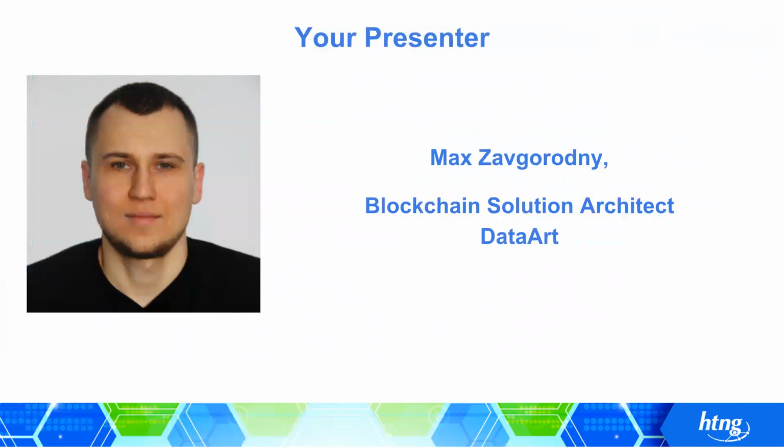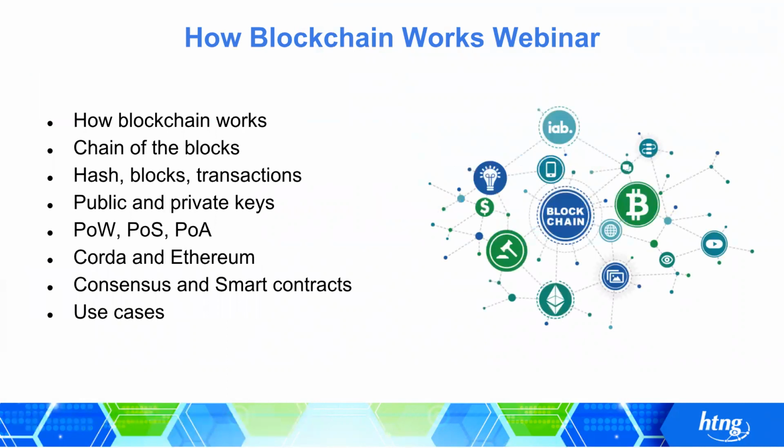And so today we're going to talk about how blockchain works and cover the next topics: a short review of hash functions, transactions, and blocks inside the blockchain, the network, and the difference between public and private keys. Also, we'll touch on concepts like proof of work, proof of stake, and proof of authority. We'll consider an implementation based on Corda infrastructure and compare it with the Ethereum infrastructure. We'll also consider smart contracts, how they work, and the main use cases.